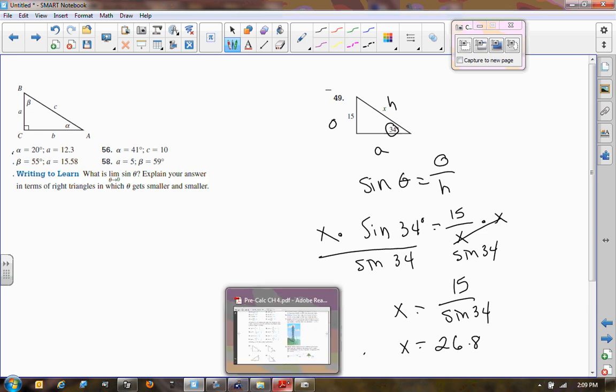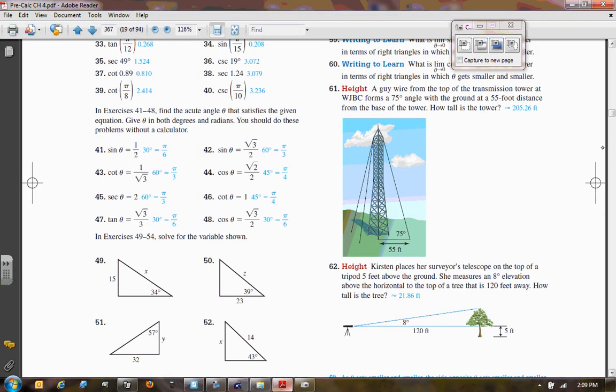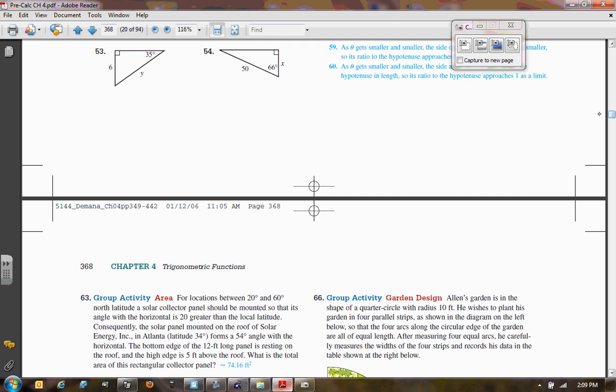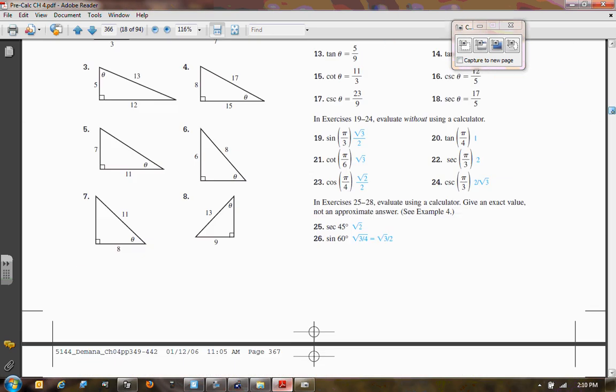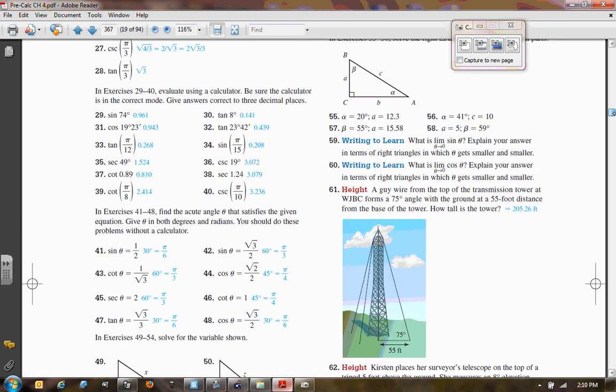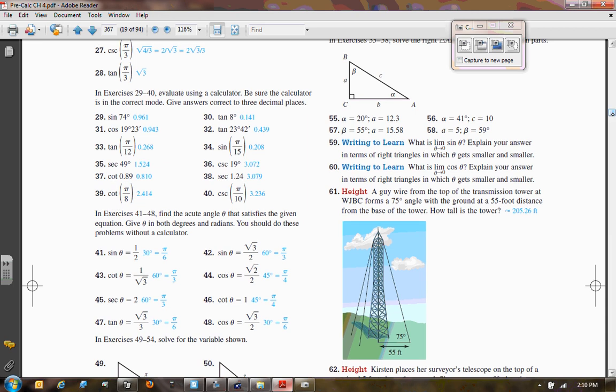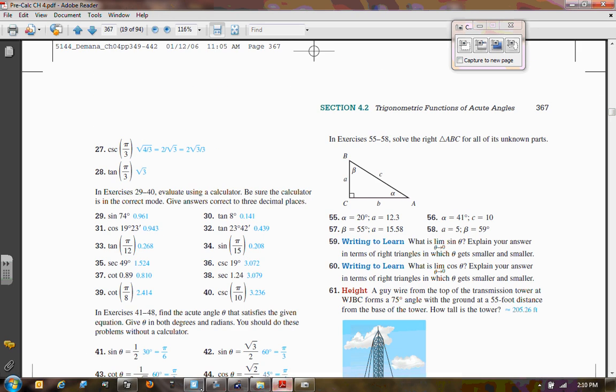51 and 57. Let's see what's 51. I may just make sure I copied the right ones here. No, I didn't copy the right ones. 57, I've got 51. Oh, I do have 51. Let me go back over to 51.